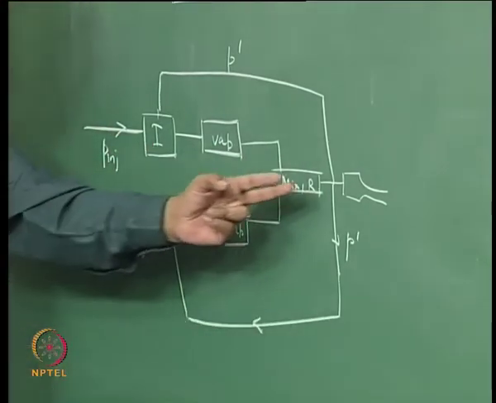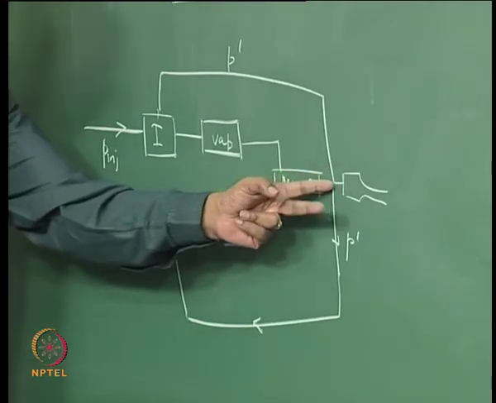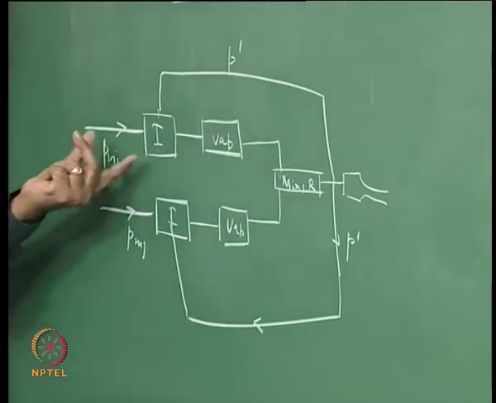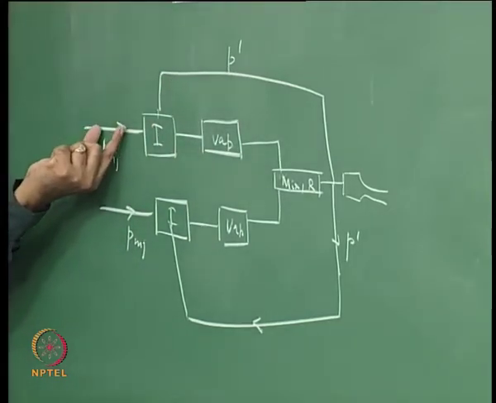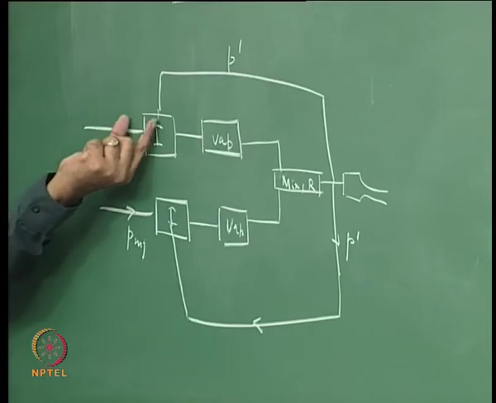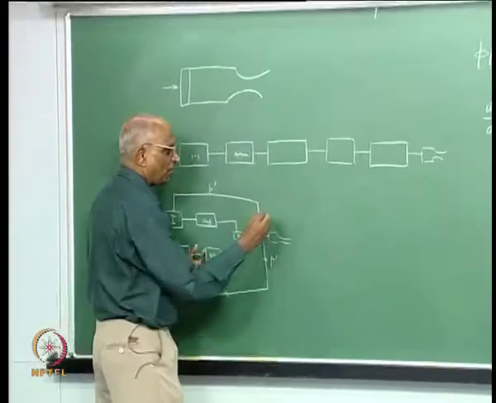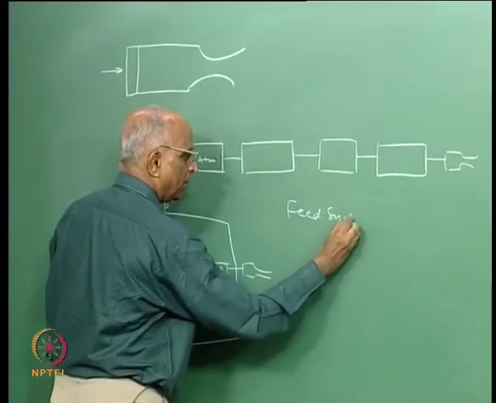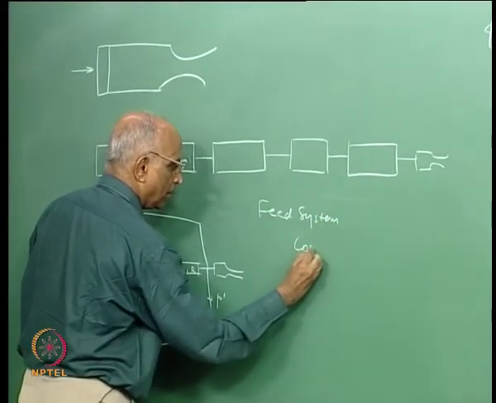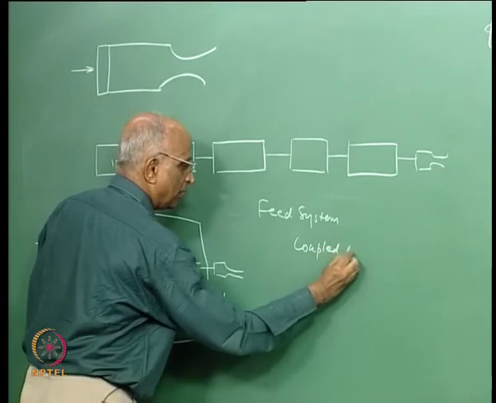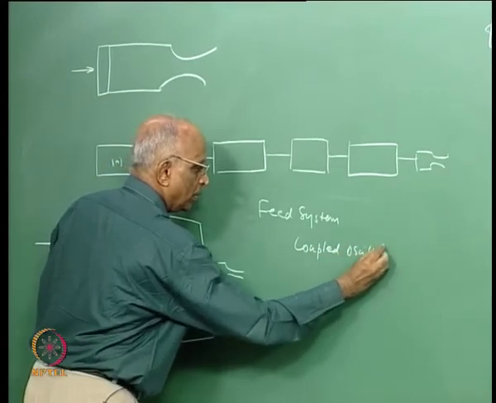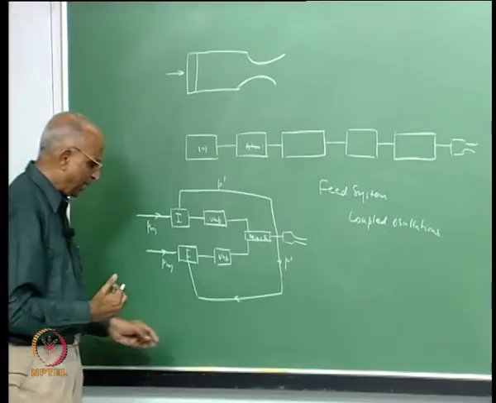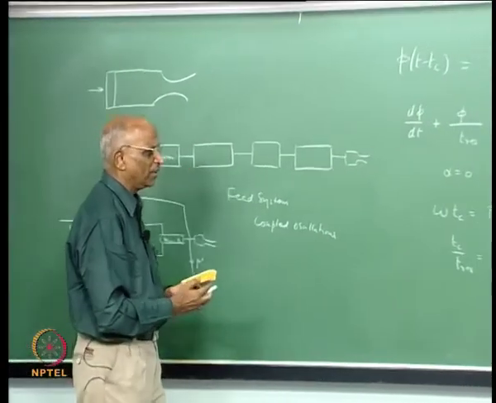In other words, a change in the downstream value of P prime due to mass generation gets coupled to your intake to the injector. That means it is the feed system which gets affected, and therefore this type of combustion oscillations is known as feed system coupled oscillations.